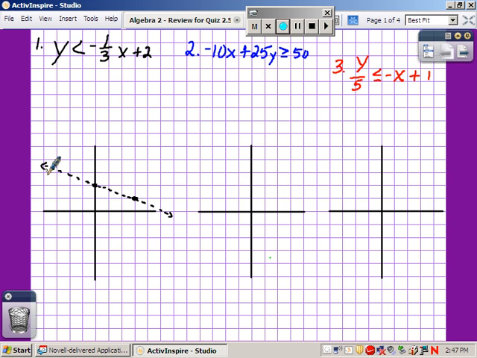And it's less than, so I would shade downward from the line. So if I put my pencil here and go downward, this is the area I should shade. So that shading should be down here in this area.